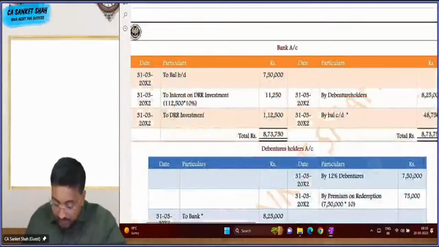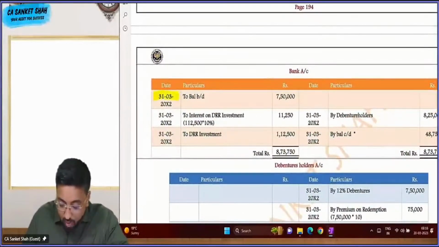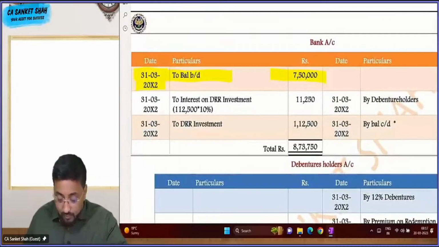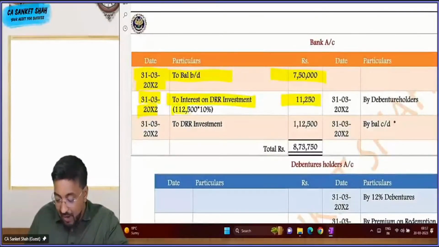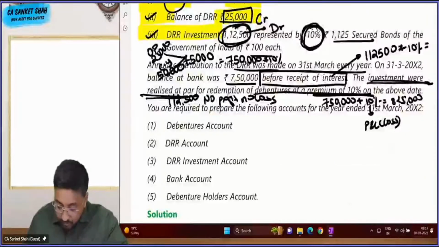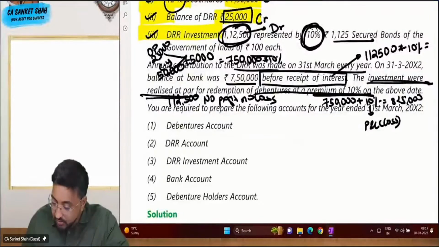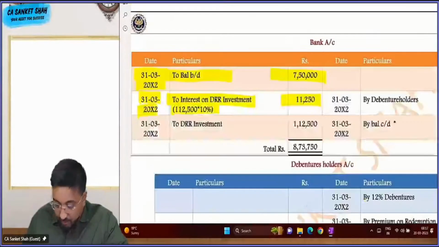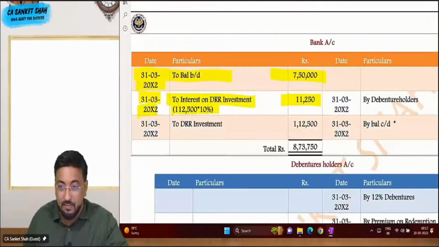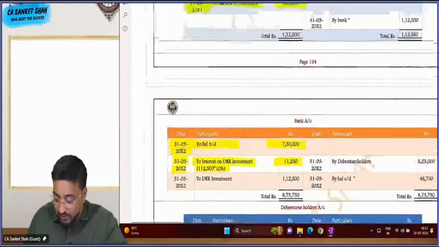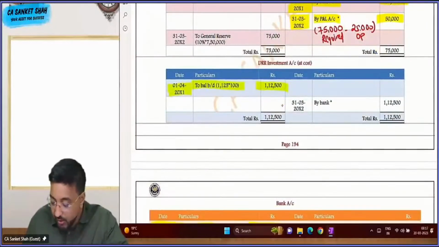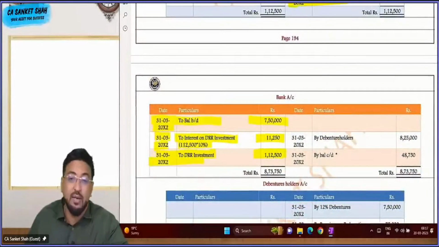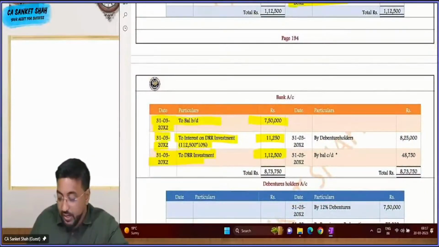Bank account opening balance: opening balance of bank account is to balance brought down 7,50,000. Any difficulty in this? No, sir. Then we received interest. Money came into the bank, 11,250. Bank balance is plus 11,250, sir, line by line. Then we sold investment. When investment is sold, bank account debit to DRR investment. Okay, so this is also understood.